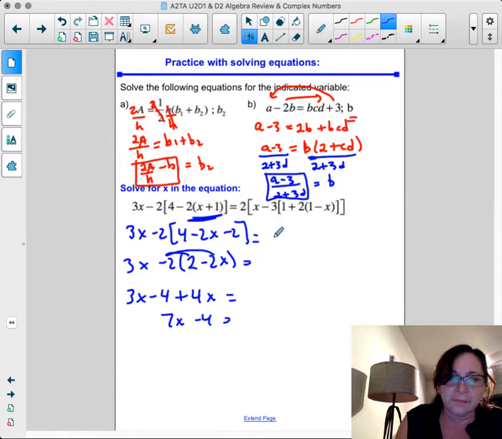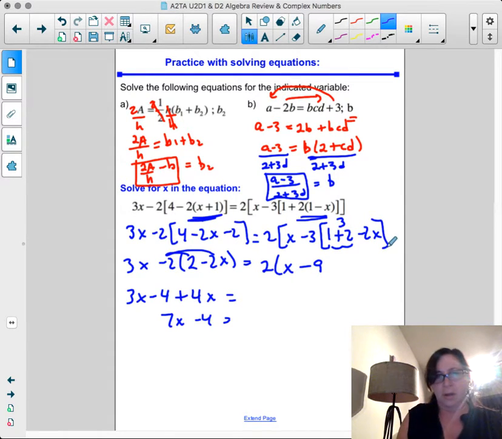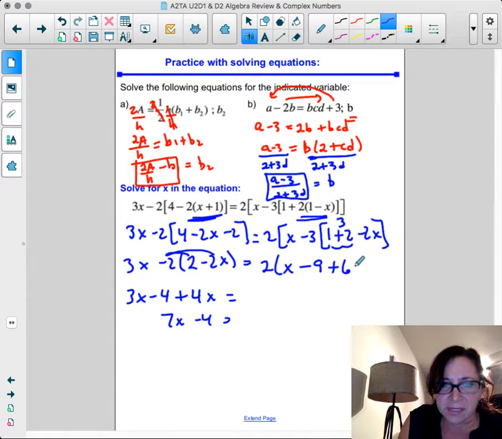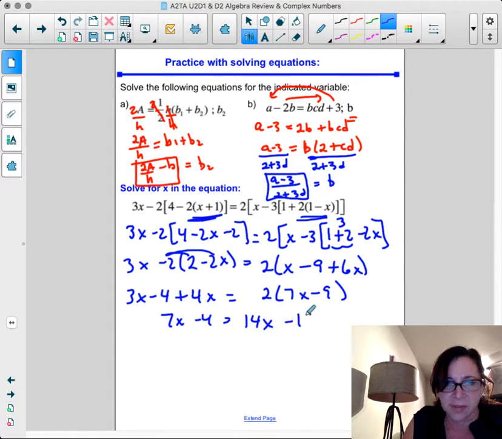On the right-hand side, we have 2x minus 3, 1. Now we're going to distribute the inside part here. So we have plus 2 minus 2x. I'm going to multiply the 3 through, but at first I'm going to simplify and make that a 3. 2 plus 1 is 3. So we have 2 times x through negative 3 times 3, which is minus 9. And then 3 times negative 2 becomes plus 6x. That's 7x. So we have 2 times 7x minus 9, which becomes 14x minus 18.